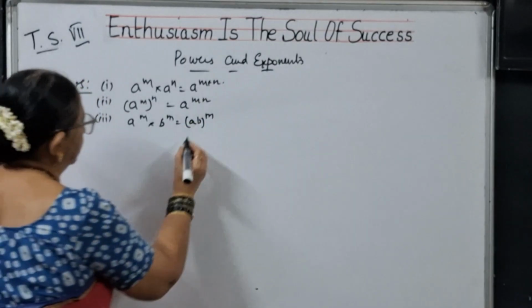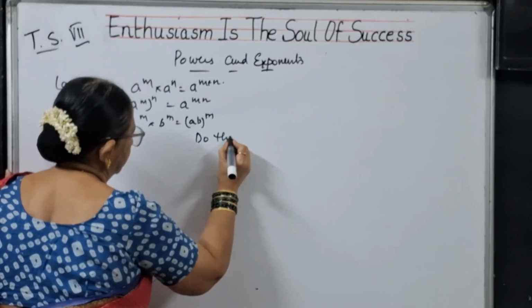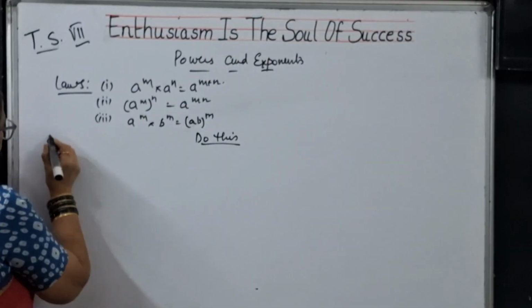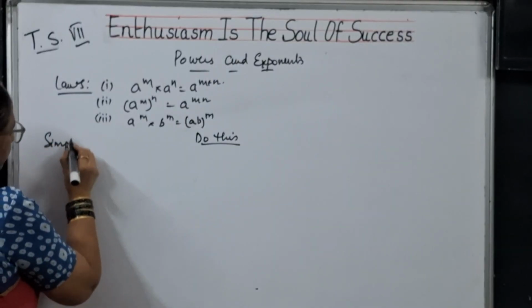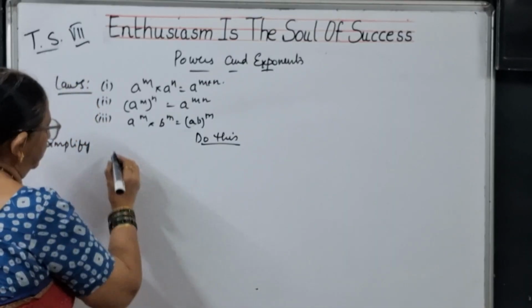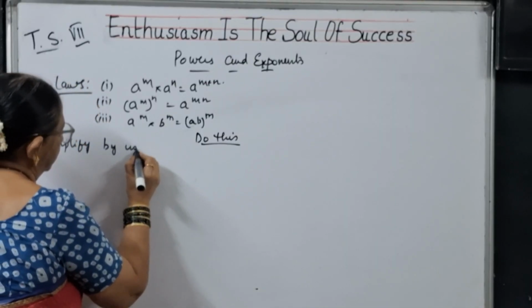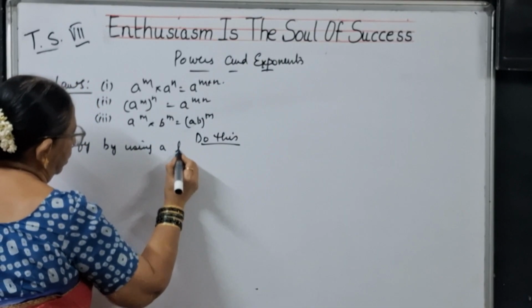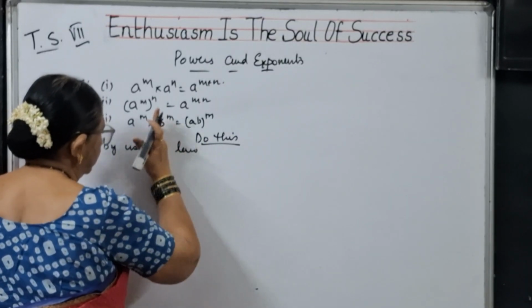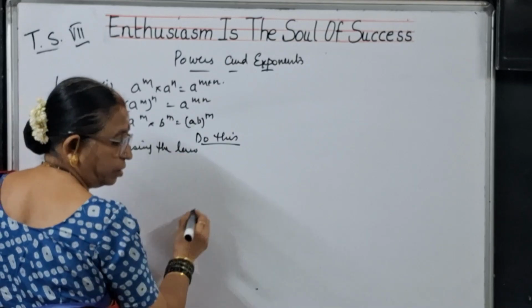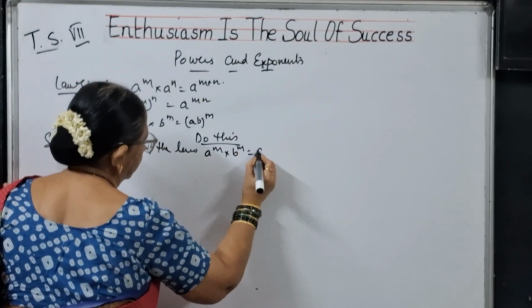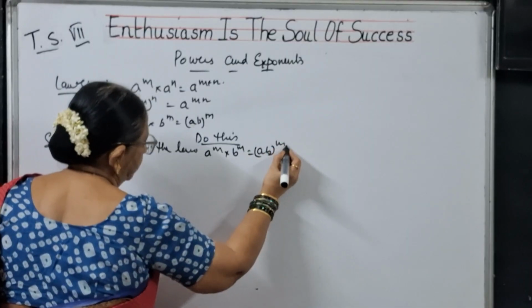Now you have started to do these sums basing on this third property. Let us say this is simplify by using a law. We have to write the law a to the power of m into b to the power of m is equal to ab whole to the power of m.